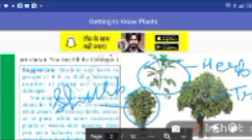This is the tree, on which the birds come and make their nest. And the B part is the shrub. So these are the three major categories in which we classify them.